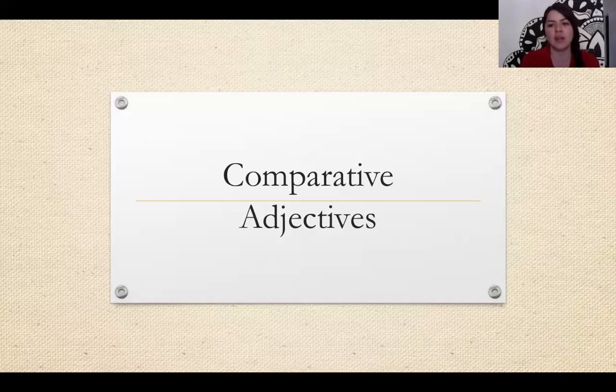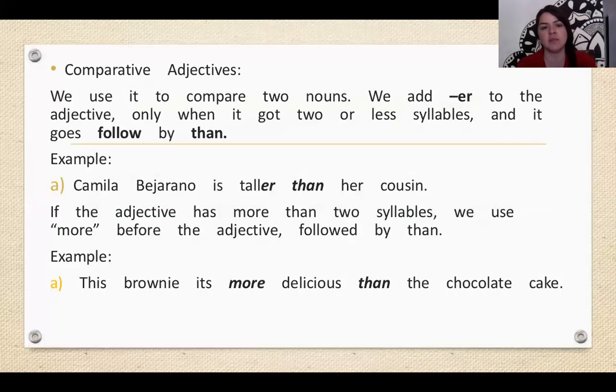Today we're going to talk about comparative and superlative adjectives. First, we are going to start with comparative adjectives. Comparative adjectives, when do we use them? We use them to compare only two nouns, just two nouns, okay? And we need to add ER at the end of each adjective, and only if it has two or fewer syllables. And it is followed by than, okay?